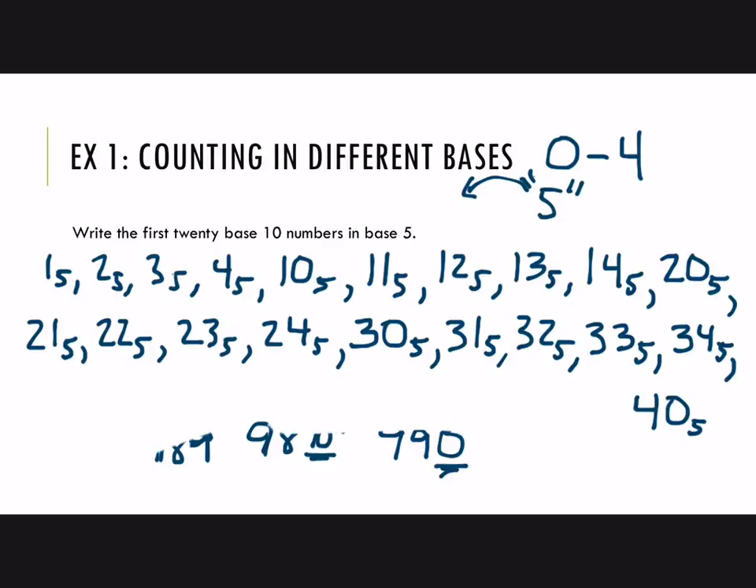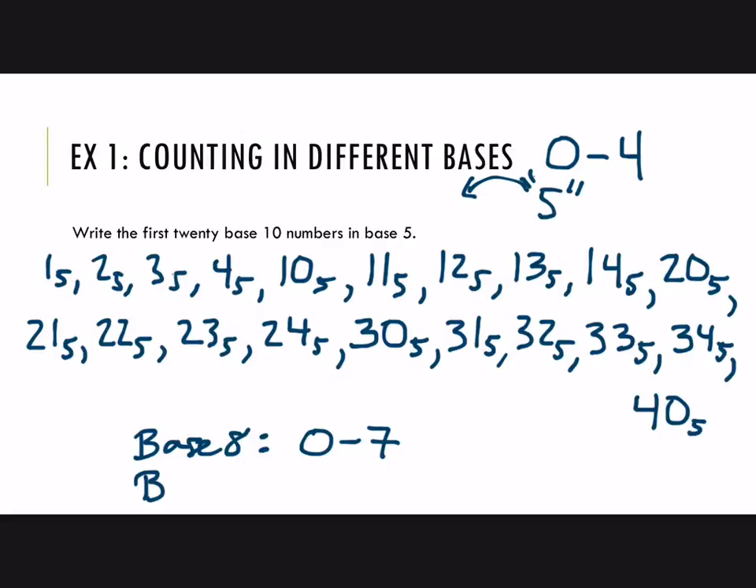So we only actually ever need digits up to the one right before the base that we're in. Like in base 8, I'm only going to need digits 0 through 7, and anytime I have 8 of something, I would regroup that. In base 10, that's our system, we use digits 0 through 9.